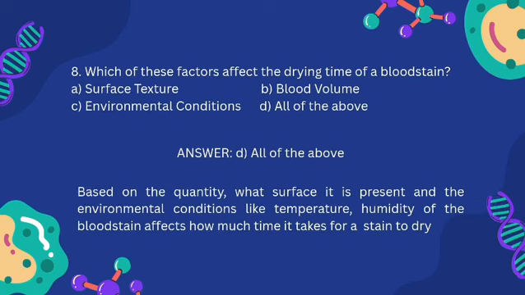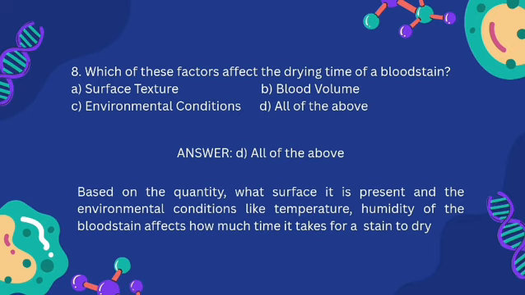The eighth question is, which of these factors affect the drying time of a bloodstain? Option A, surface texture. Option B, blood volume. Option C, environmental conditions. And option D, all of the above.